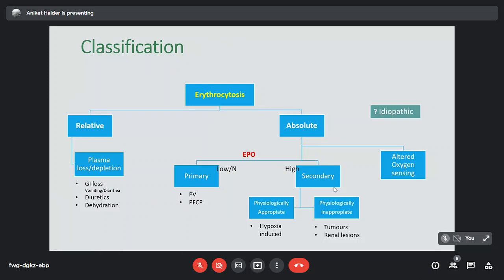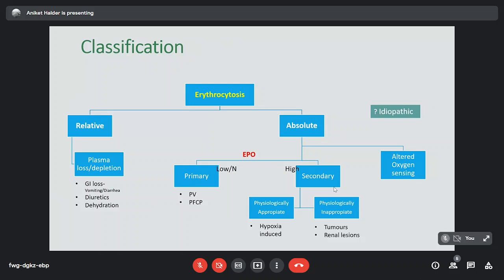erythrocytosis is often seen in hypoxic conditions, in which case this is called physiologically appropriate secondary erythrocytosis. And if this secondary erythrocytosis occurs independent of oxygen levels, then this is called physiologically inappropriate erythrocytosis. There are also certain conditions in which there is altered oxygen sensing. This altered oxygen sensing leads to increased erythropoietin levels and causes an absolute increase in the red cell mass, with resulting increase in the hematocrit and the hemoglobin levels.